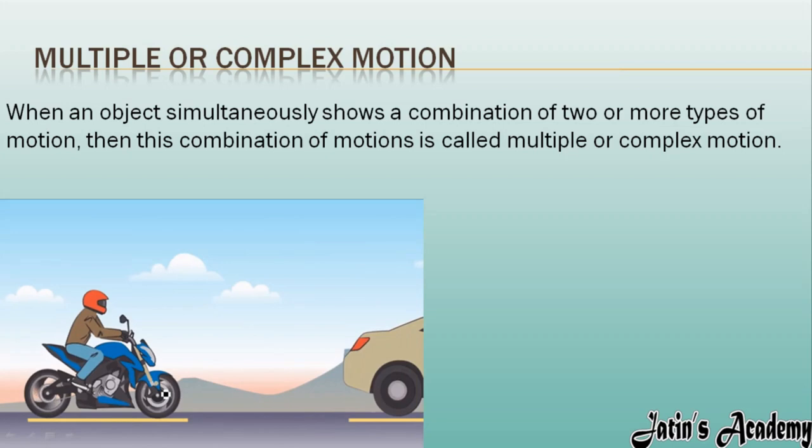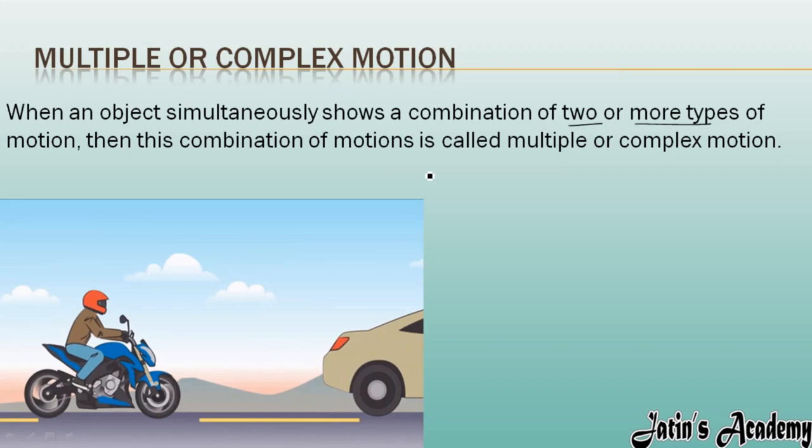Plus the wheels of this motorcycle are also rotating about a fixed position. So that is known as rotatory motion. So this biker is showing two or more kinds of motion. That is, it is showing rectilinear motion as well as rotatory motion. So when one object is showing a combination of two or more types of motion, then this combination of motion is known as multiple or complex motion.